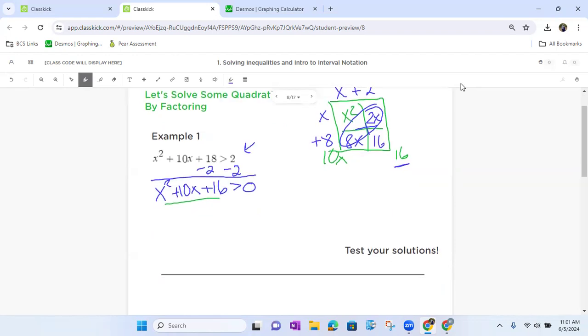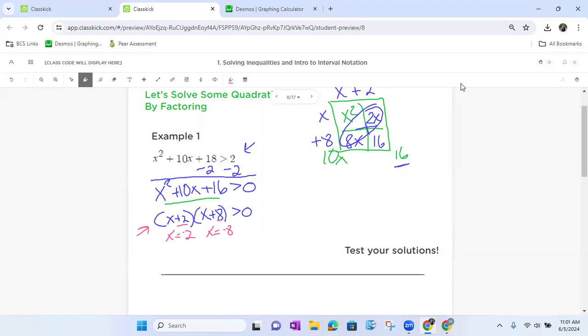So we're going to take those factors and I'm going to rewrite them. So I'm going to write x plus 2, x plus 8 is greater than 0. Now, as we've learned before, binomials or factors will produce x-intercepts or zeros that are opposite of what you see in there. So plus 2 and 8 is going to create x equals -2 and x equals -8. Those are going to be those x-intercepts.